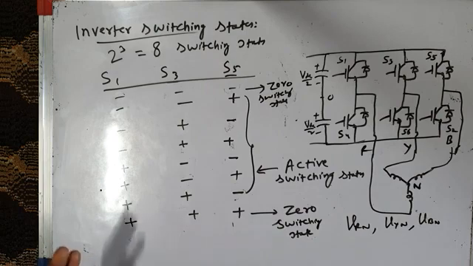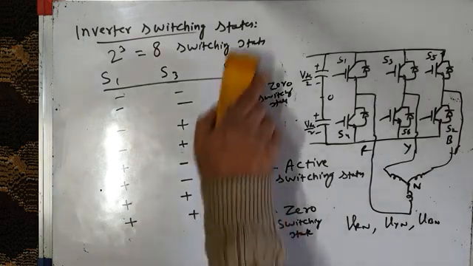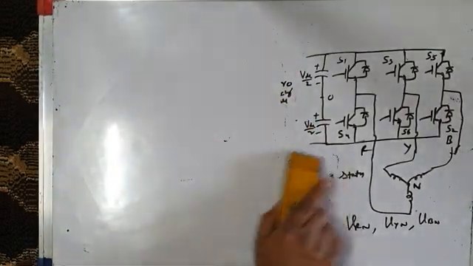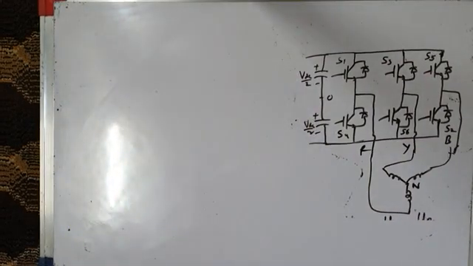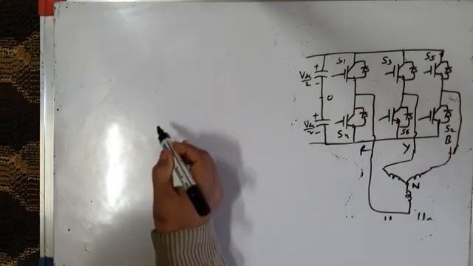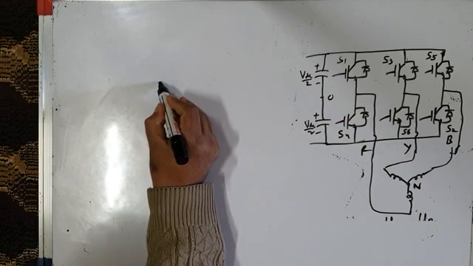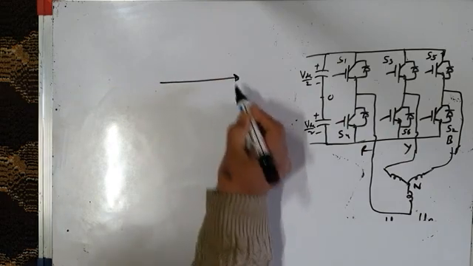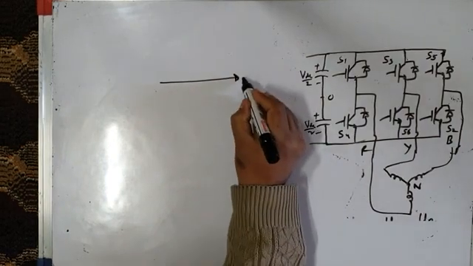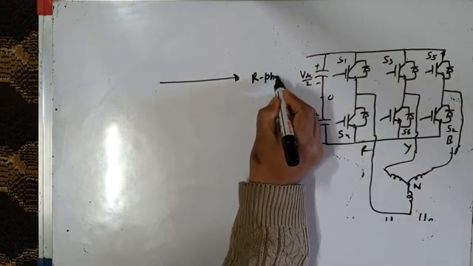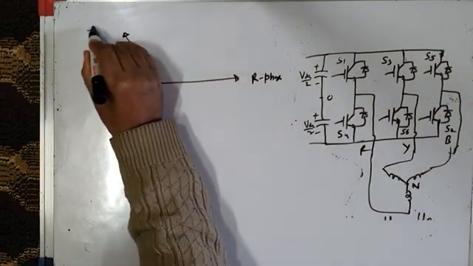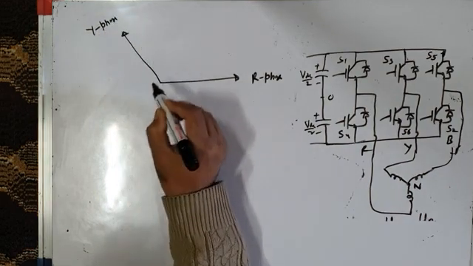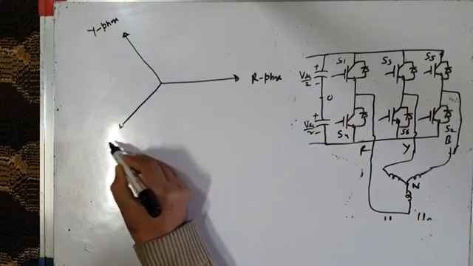Now, let us try to visualize the switching states with the help of a diagram. Let me first of all show you these switching states like this. This is my R phase. So for example, this is my Y phase. And this is B phase.